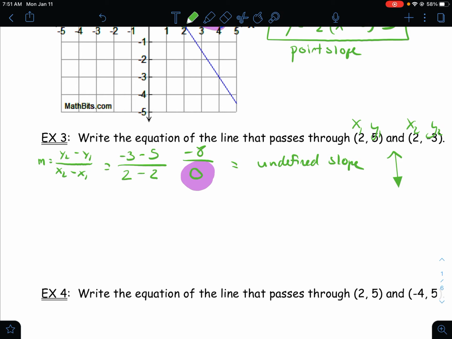So to write the equation of this line, it's actually pretty easy. Since the slope is undefined, you just look at the x term that both of them share. It's going to be x equals 2.